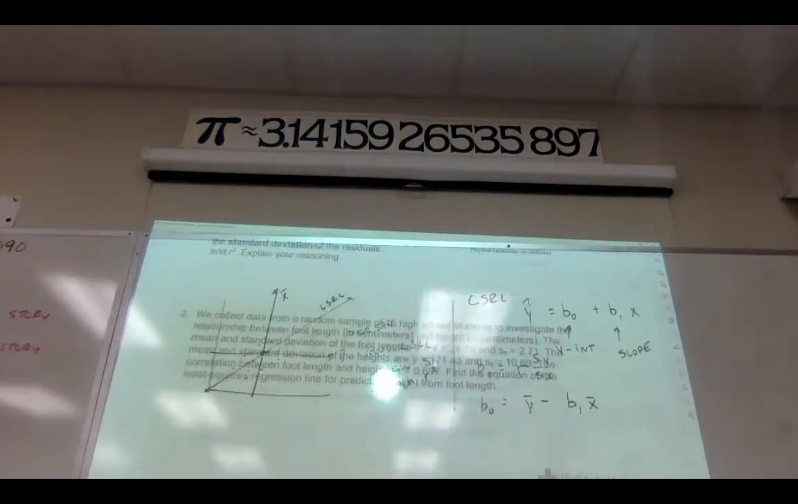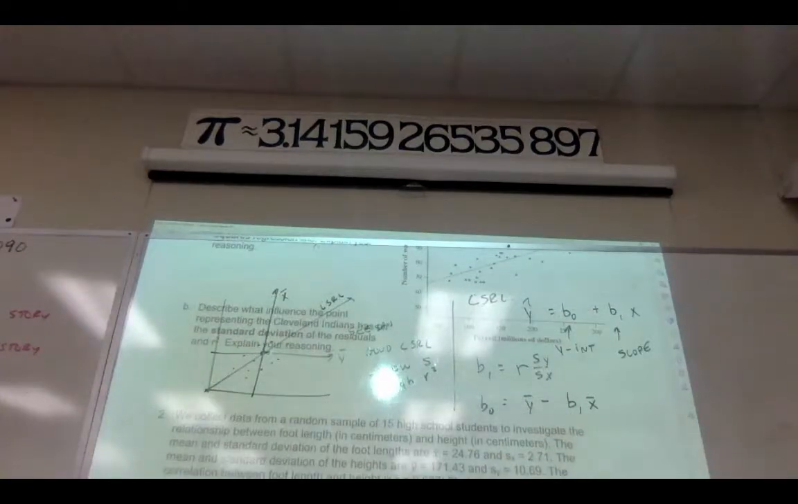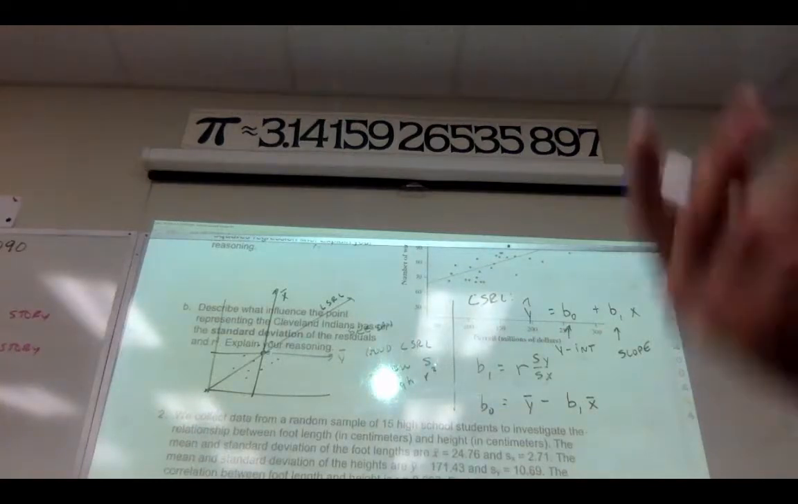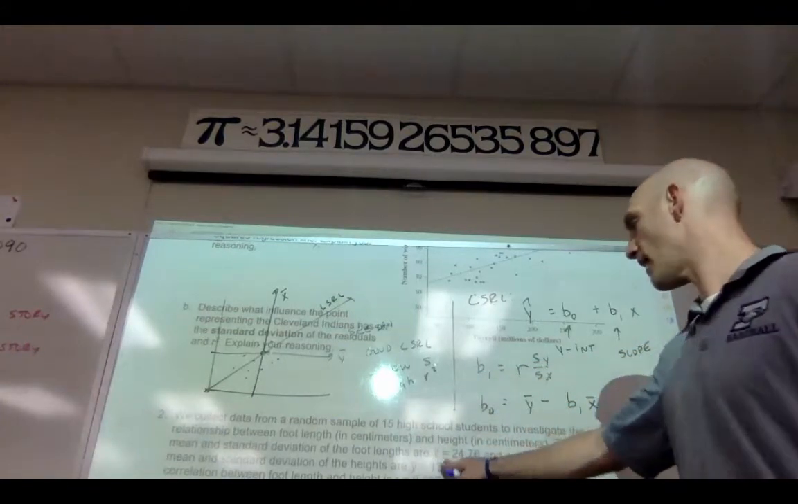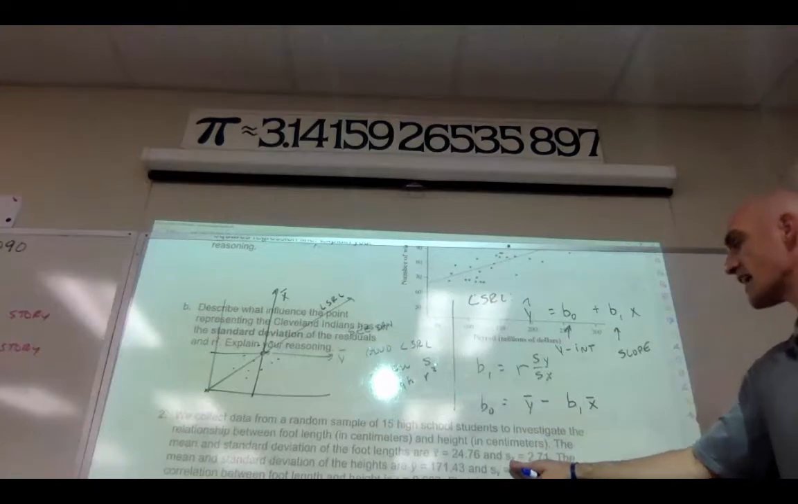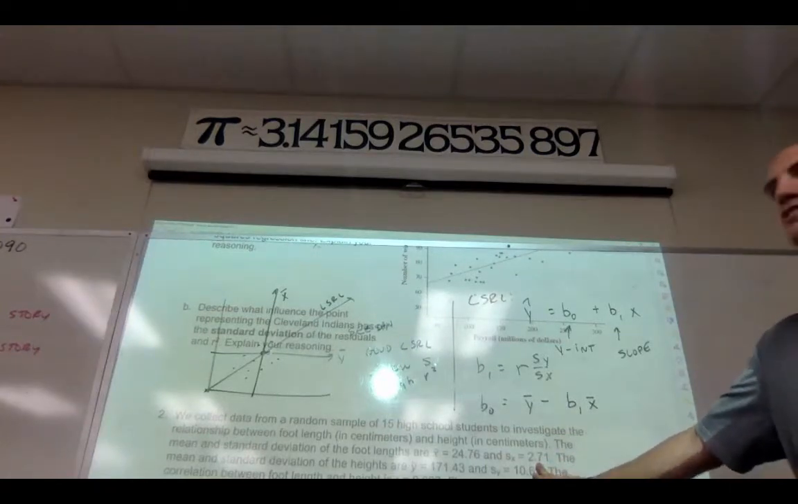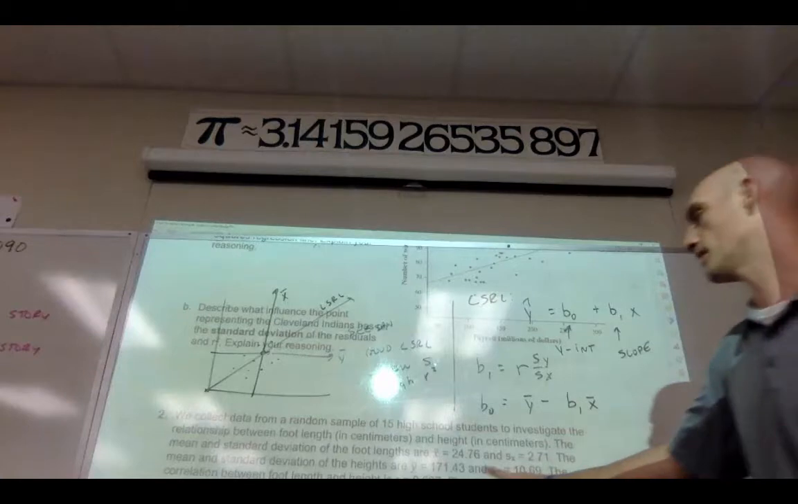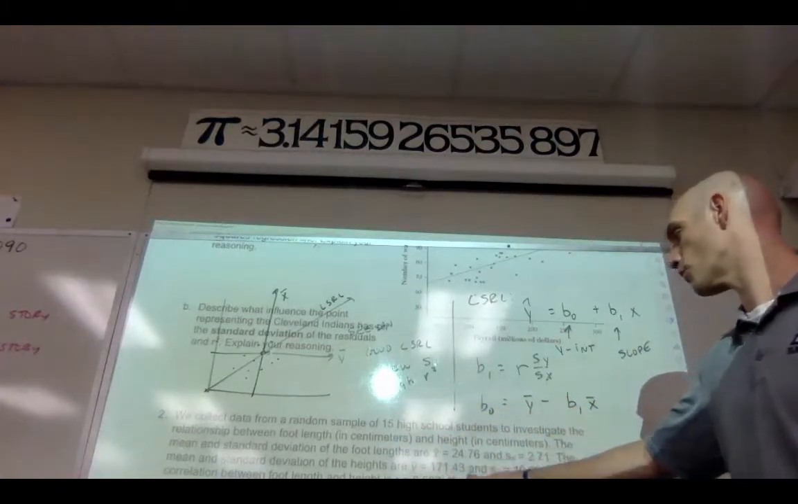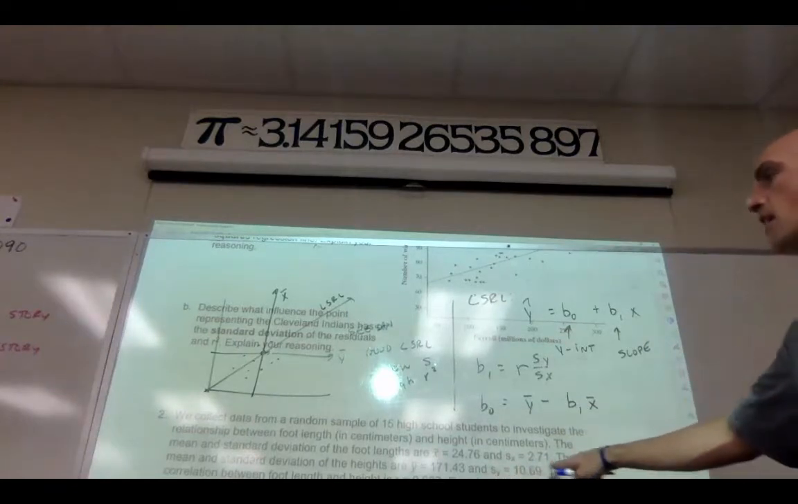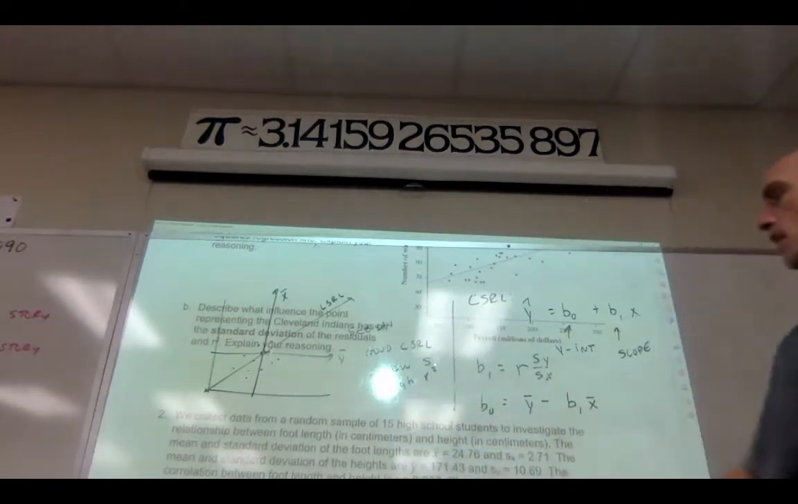So they'll say, we collect data from a random sample of 15 high school students to investigate the relationship between foot length and height. So are people with bigger feet taller? The mean and standard deviation of the foot lengths are x bar is 24.76, and the standard deviation of x is 2.71. Pretty standard stuff there, right? The mean height is 171.43, the standard deviation of y is 10.69. The correlation between foot length and height is r equal to 0.697.